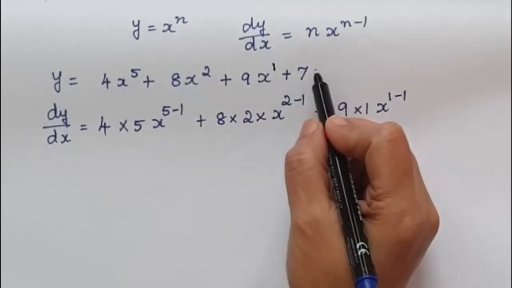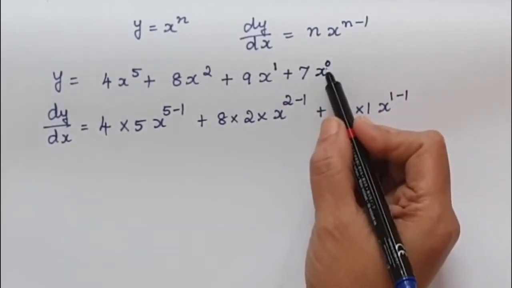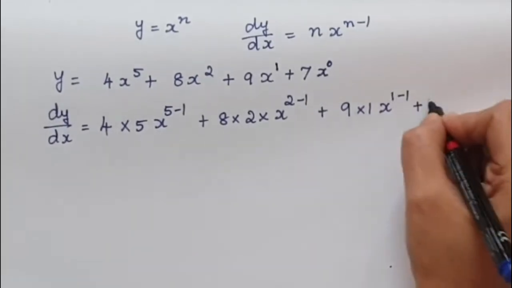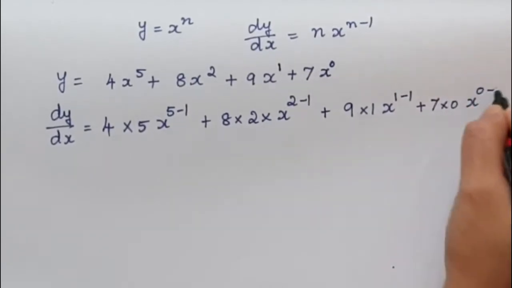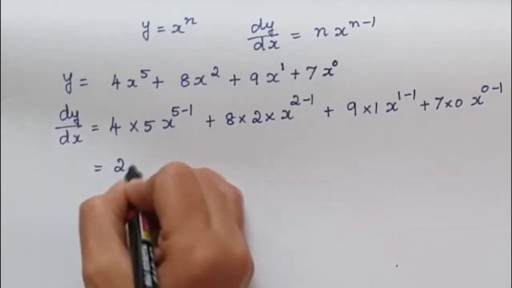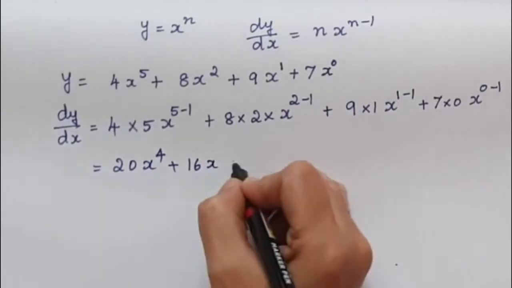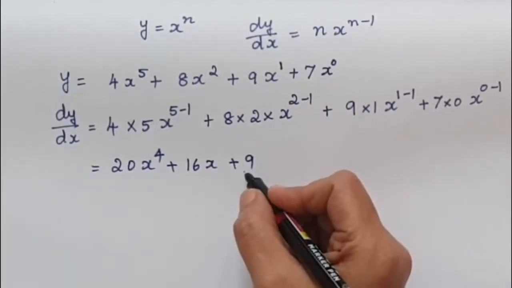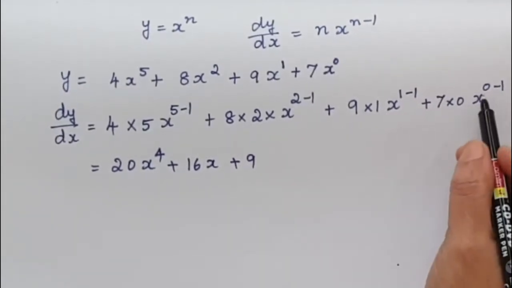When it is a 7, it is a constant, so it is 7 x to the power of 0. Any number raised to the power of 0 is 1. So this comes as plus 7 multiplied by 0 into x to the power of 0 minus 1. Now when we simplify, this is 20x power 4 plus 16x plus 9. X to the power of 0 is 1, so it is a 9. And then 7 multiplied by 0 is 0, so automatically this term is 0.